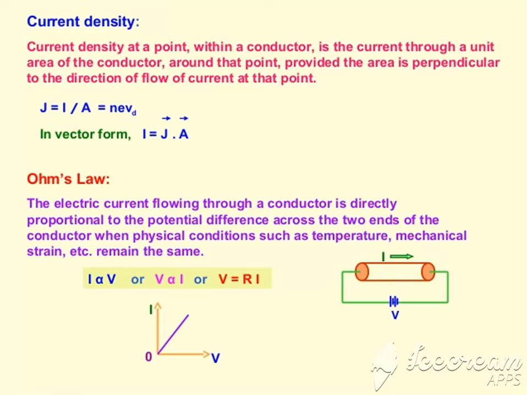per unit area. Now if you remember, the formula of I in terms of v_d was n e A v_d. When you put that value, A and A cancel out. So the formula of J can be n e v_d also. This can be used to derive the relation between J and drift velocity. In vector form, I can be written as J dot A.